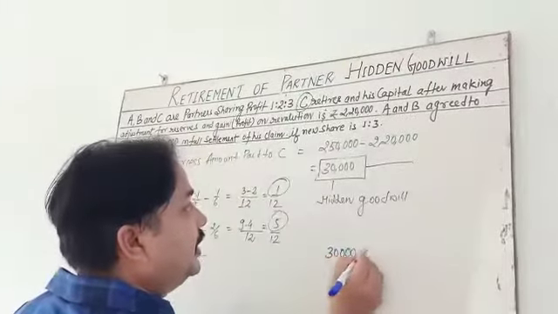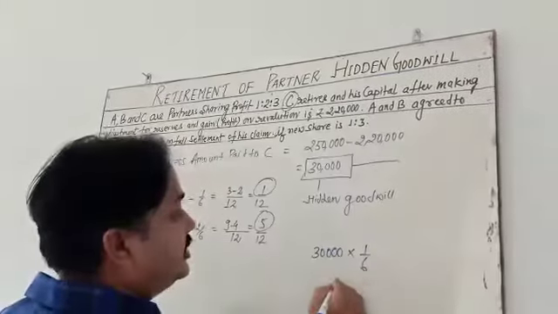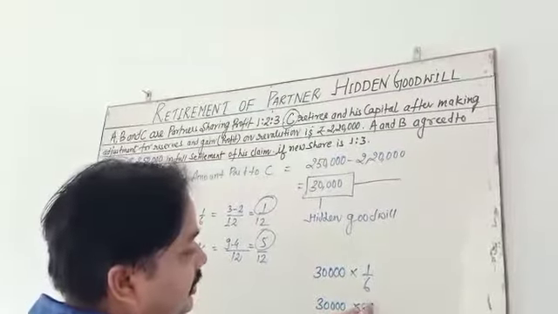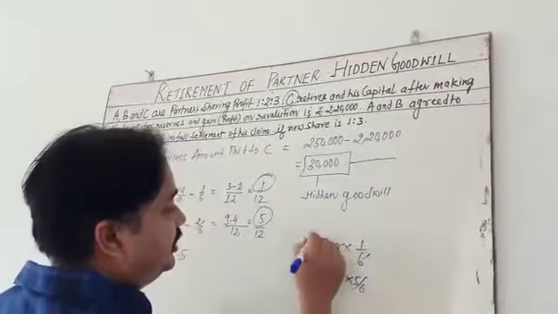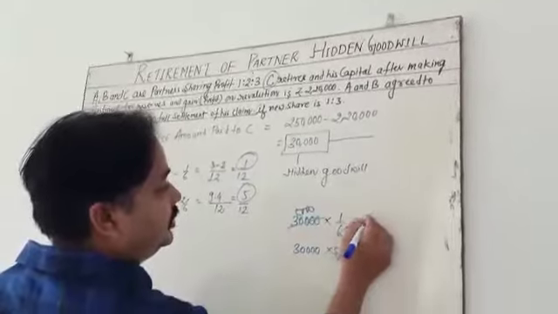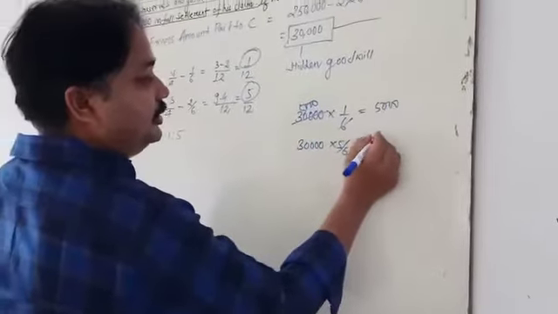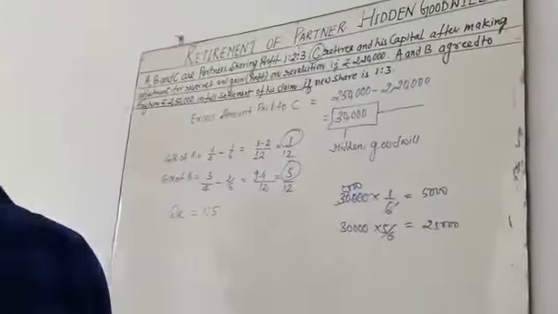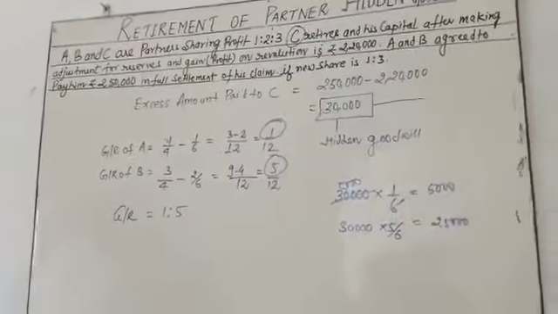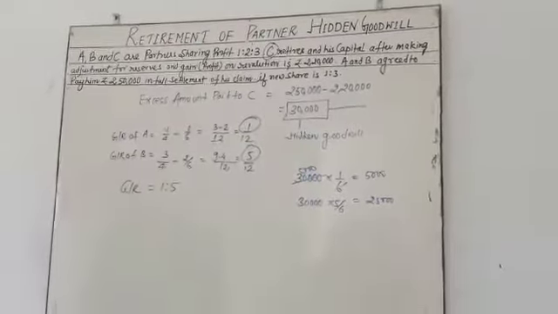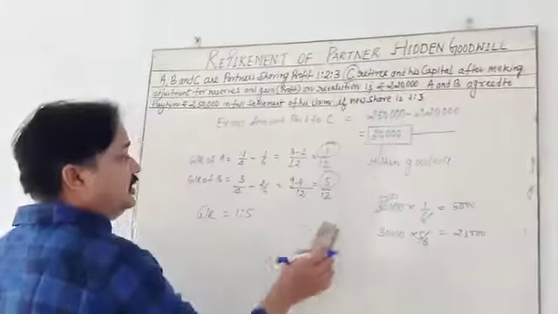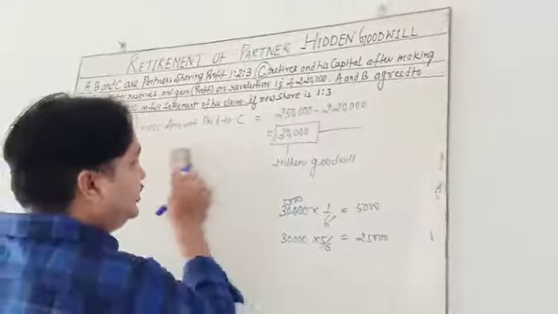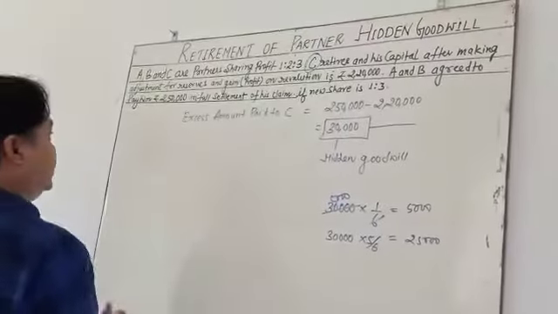This 30,000 rupees is going to be distributed: 30,000 multiplied by 1/6 is 5,000, and 30,000 multiplied by 5/6 is 25,000. C is the retiring partner. Now you pass the journal entry. What is the journal entry?